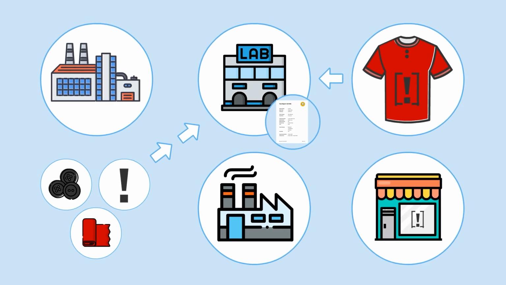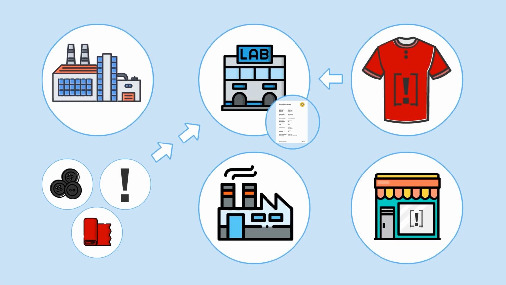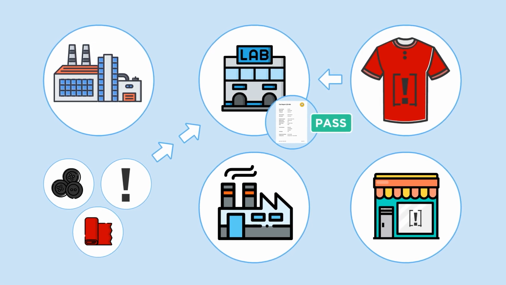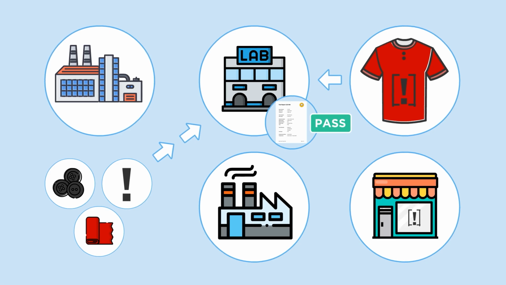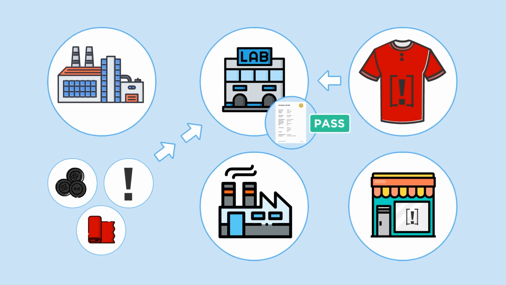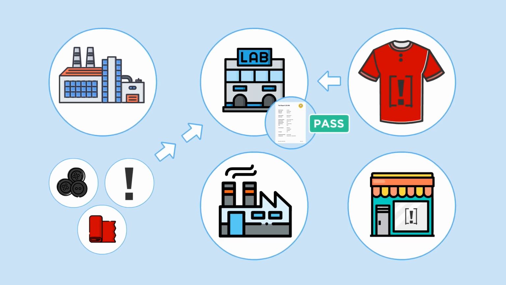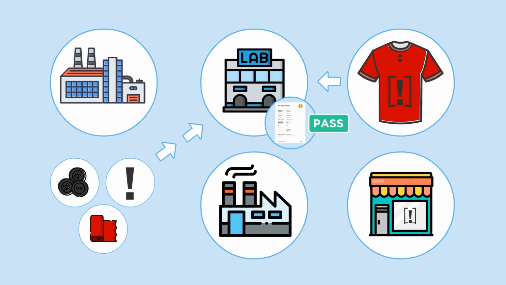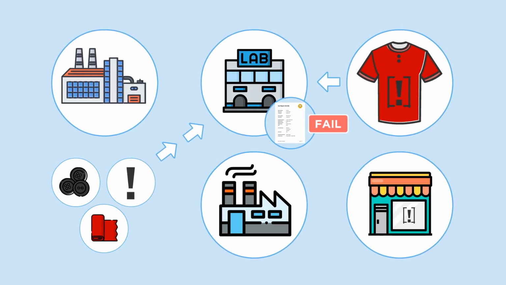The lab tests the materials and issues a test report. If the materials and products meet the limits, then the result on the test report will be a pass. However, if any substances are found in amounts higher than the RSL limits, then it is considered an RSL failure.